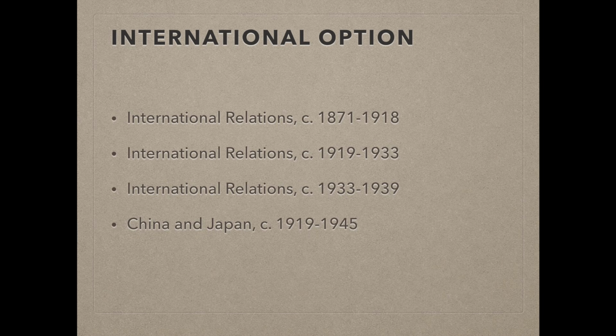So those are your options in the areas that you really need to be studying and that your teacher should be preparing you for your Paper 2.